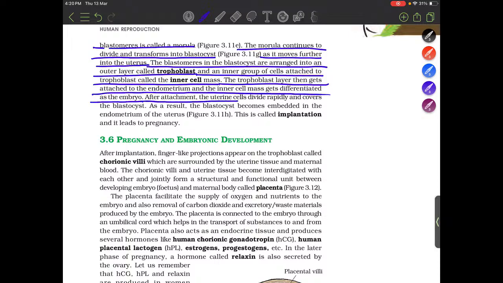After attachment, the uterine cells divide rapidly and cover the blastocyst. As a result, the blastocyst becomes embedded in the endometrium of the uterus. This is called implantation and leads to pregnancy.